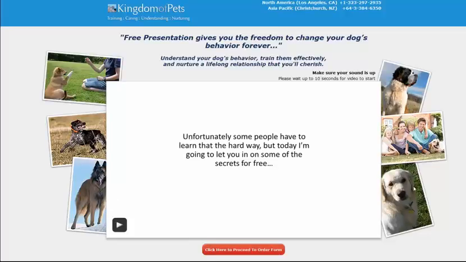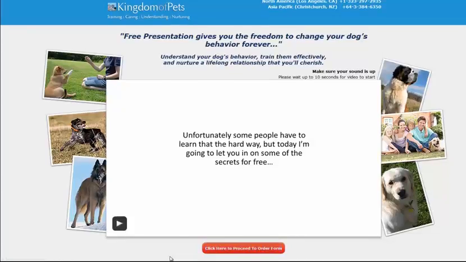There's pictures of dogs and happy families. Free presentation gives you the freedom, so it's free. The fact that they have free presentation and then click here to proceed to the order form is an interesting one, because clearly if a visitor were to read free presentation in the order form, they would realize it's not a free presentation but actually a sales pitch. So that's an interesting little error that they've got there. Sorry to pick up on that, guys, but something to bear in mind.